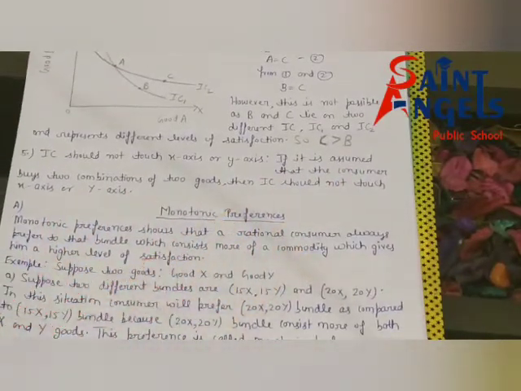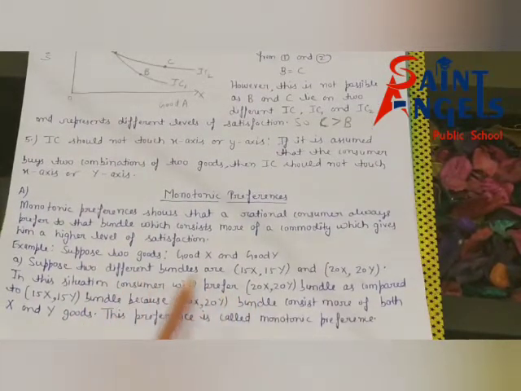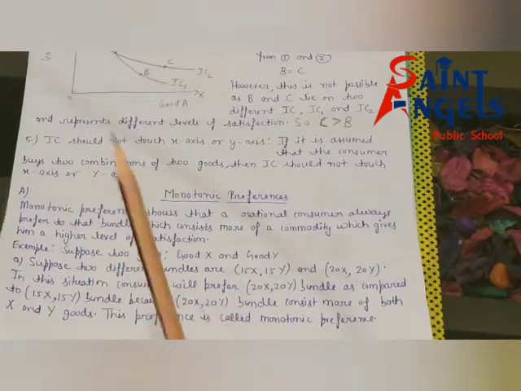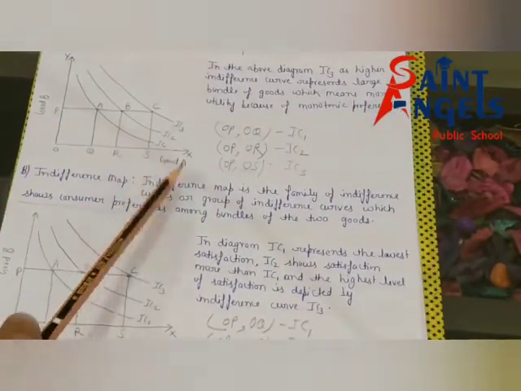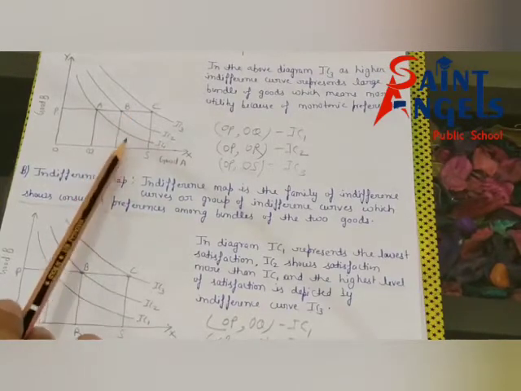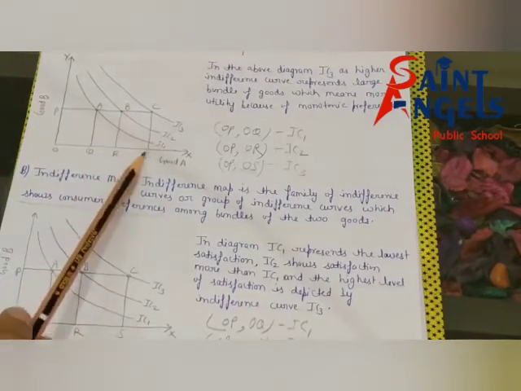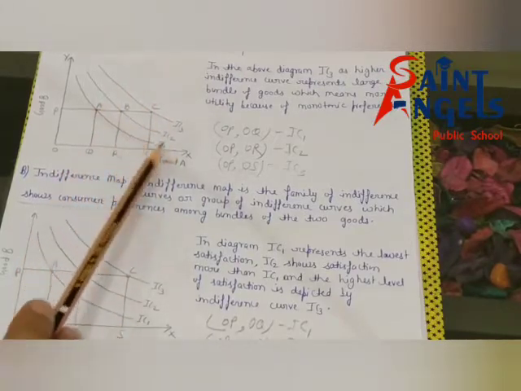Then first of all, you will write the definition of monotonic preferences. Then after you will write this example and explain this example. Then after you will make this diagram, or you can say you will show this diagram. This is compulsory, whether the question is asking for it or not. I hope all of you have understood.